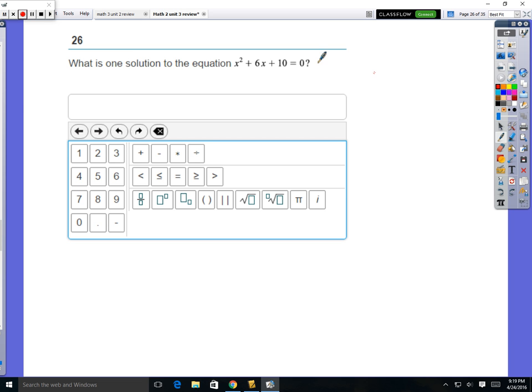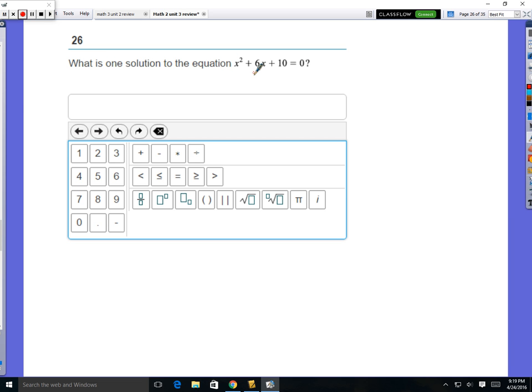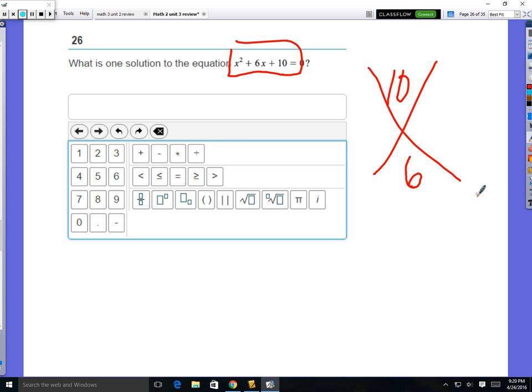26. What is one solution? Do there exist numbers that times to give 10 and add to give 6? I don't think so. With 10, you don't have very many options. You can do a 1 and a 10, or you can do a 2 and a 5. And neither of those will give 6 when you add, so that sucks. You got to do the quadratic formula.